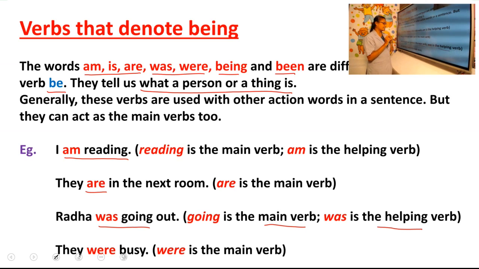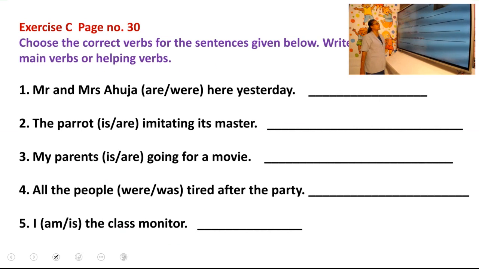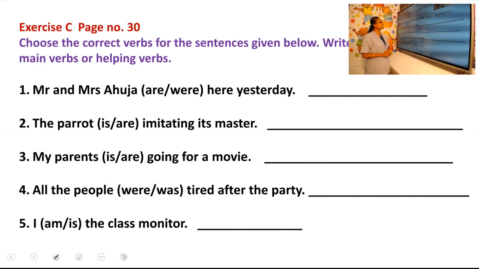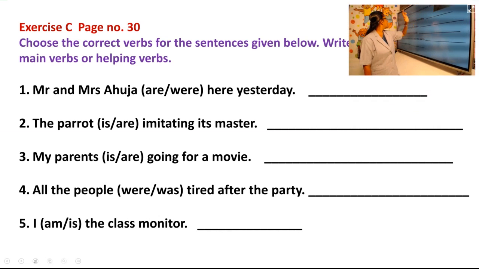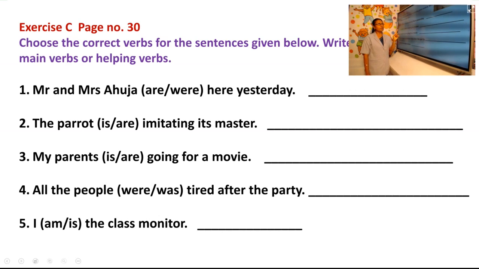Is it clear? Yes. Next you have an exercise at page number 30. Please take Exercise C, page number 30. Choose the correct verbs for the sentences given below. Write whether they are main verbs or helping verbs. So remember, just choose the verbs first and then write whether they are main verbs or helping verbs.